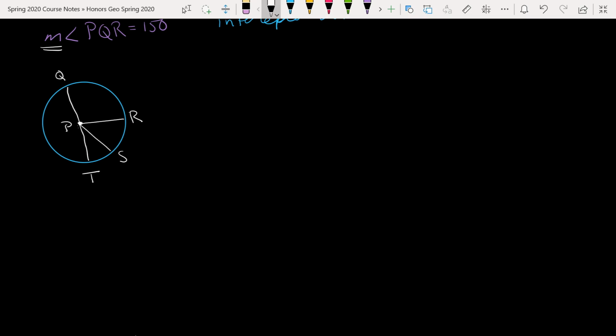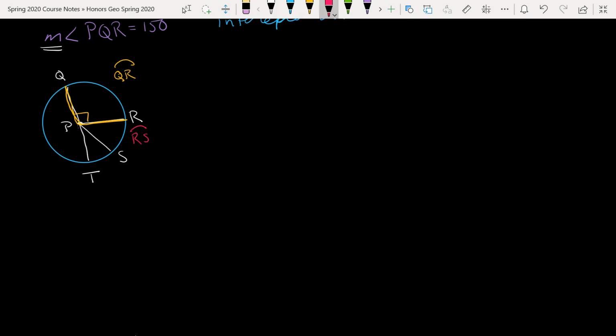Just as a quick and very poorly drawn example of that, we can divide up circle P into as many arcs as we want. In this case, 4 arcs. And those arcs are defined by the central angles that intercept them. So we can talk about arc QR as being intercepted by angle QPR. And let's say that's a right angle.